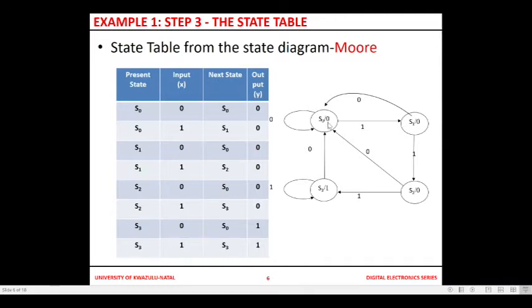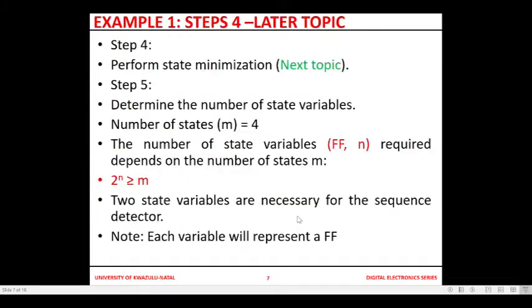You have your present state, input, next state, output. If your present state is S0 and your input is 0, as we saw, the next state will be still S0 and the output will be 0. So you fill in that table. From there, it should be basic. Then step 4, perform state minimization. We are not doing that.